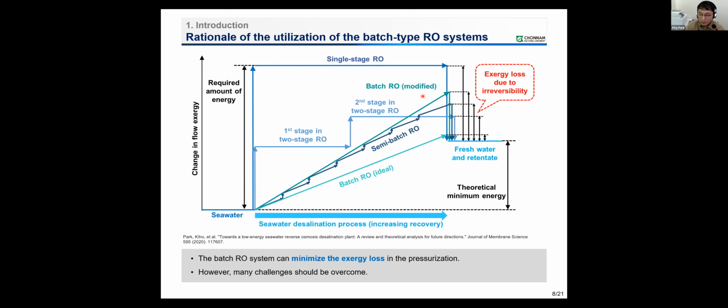However, the actual implementation of the ideal batch RO is quite hard, so the energy consumption of the modified batch RO system in the current state is quite a bit higher than that of the ideal batch RO configuration. So we have to think about how to improve the batch RO configuration and how to realize the ideal batch RO configuration, going forward, for minimization of irreversibility.